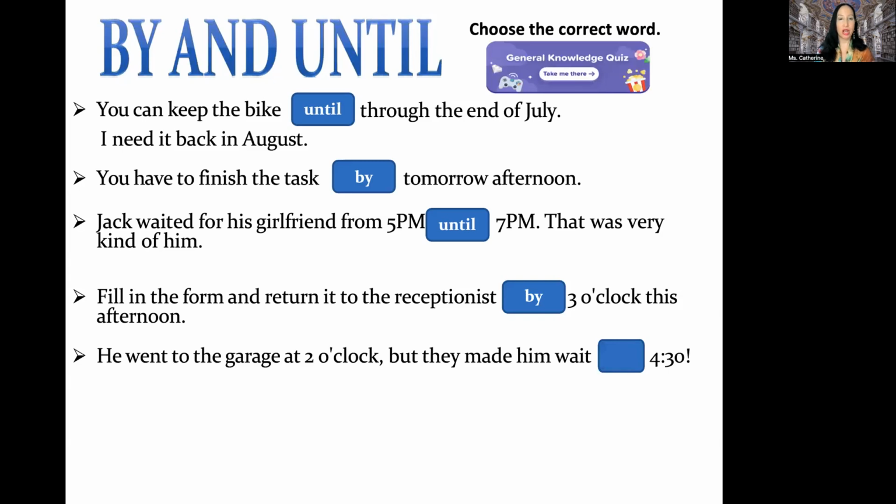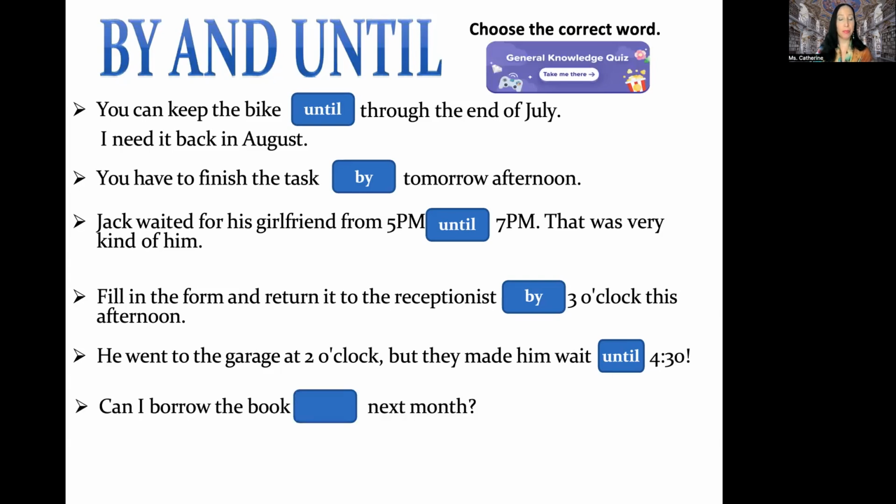He went to the garage at 2 o'clock, but they made him wait blank 4:30. He went to the garage at 2 o'clock, but they made him wait by 4:30 or until 4:30. That's right, until. It answers the question, how long, okay? Up to, the duration, okay? So 2 o'clock to 4:30, that was the duration, up to 4:30.